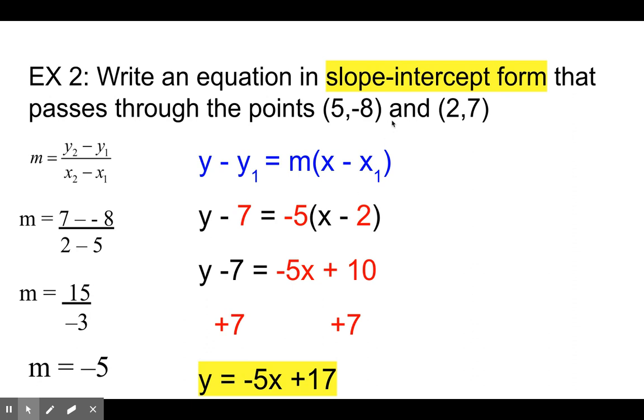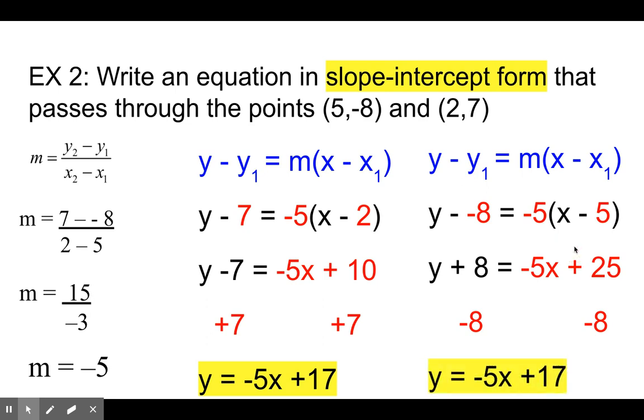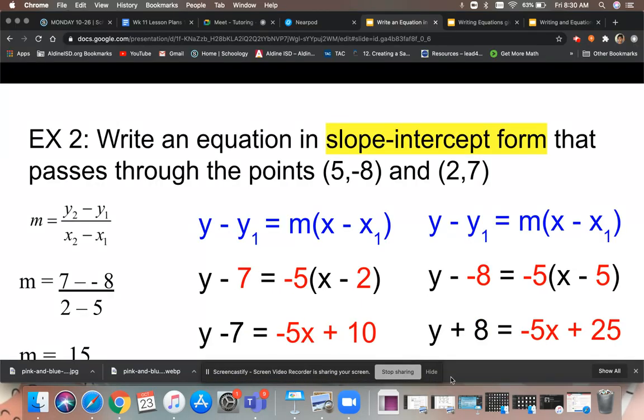Now, if you don't believe me, I'll show you that even if we would have picked the first point, our answer would still be the same. We would plug in our slope of negative 5, and we would use (5, negative 8) as our coordinates. The 2 negatives turn that into a positive 8, and when we distribute we get negative 5x plus 25, then add 8 on both sides, and then we have the same answer.